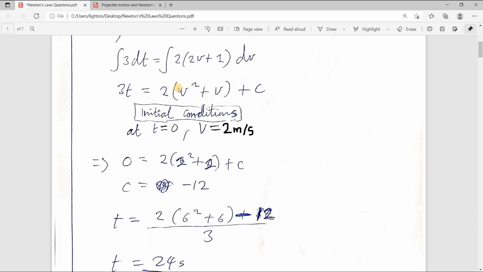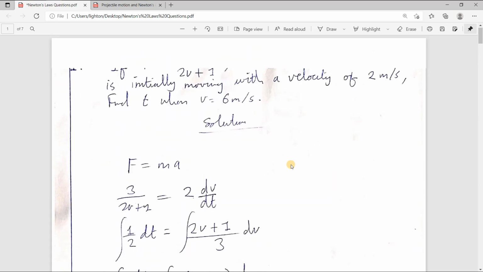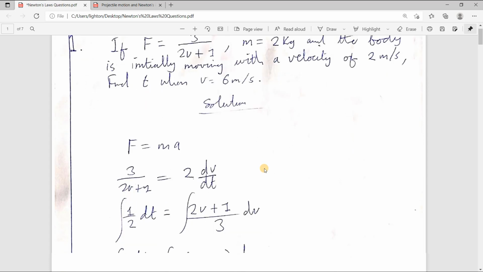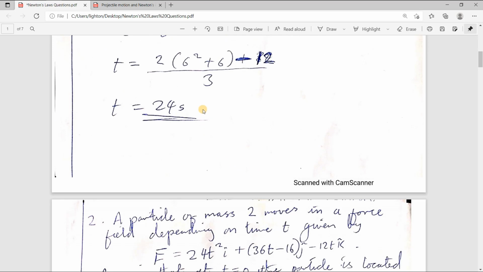So remember, wherever there is v here, we put 6, as you can see here. Why are we putting 6? Because they want us to find time when v is 6 meters per second. So that's what we do and get 24 seconds.